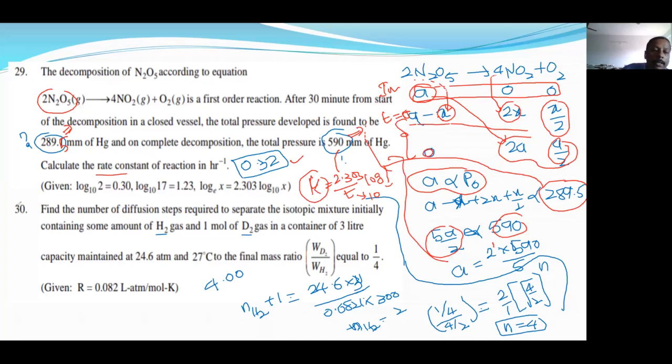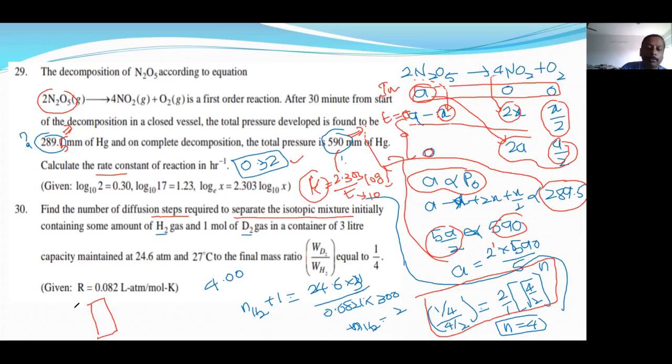Okay. Next, find the number of diffusion steps. The formula, I hope, okay. So here, this is the formula. Number of diffusion steps required to separate isotopic mixture. Actually, see here, this is called as an enriching factor. We have studied, but that time we have studied as an enriching factor.